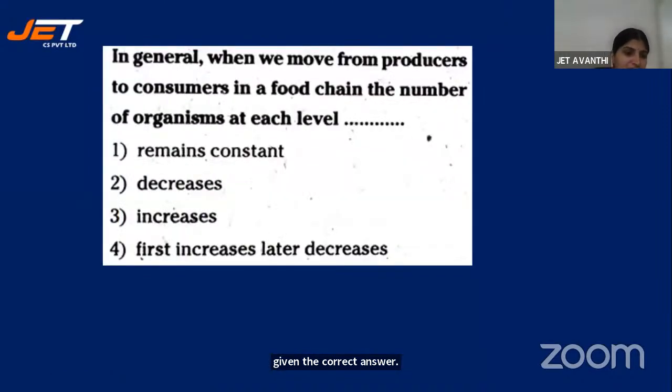Next question, children. In general, when we move from producers to consumers in a food chain, what happens to the number of organisms at each level? They remain constant, decrease, increase, or first increase and later decrease. First increases, later decreases. Yes.